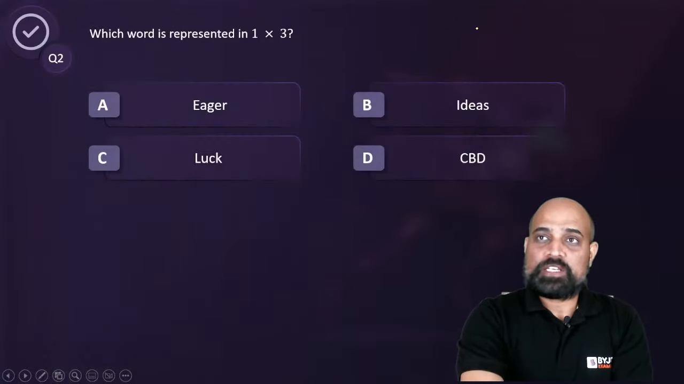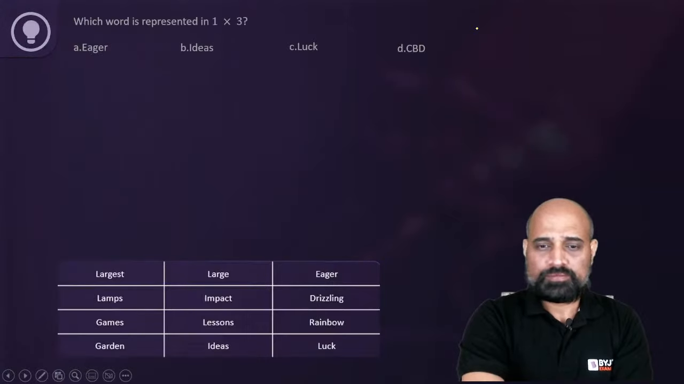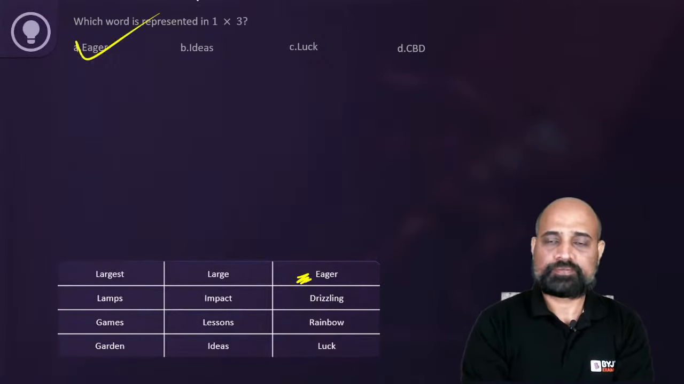Which word is represented in the first row and third column? First row and third column was eager, right? Eager.